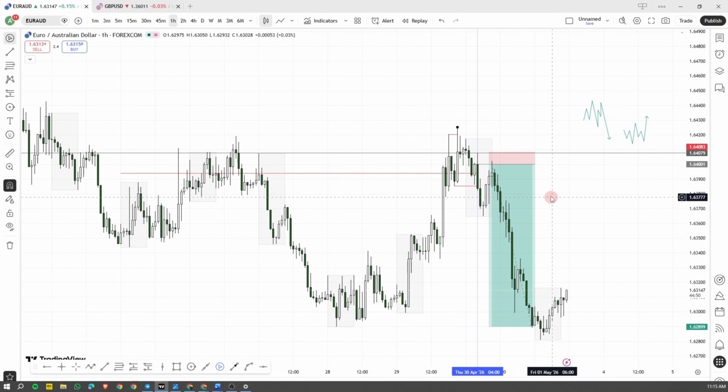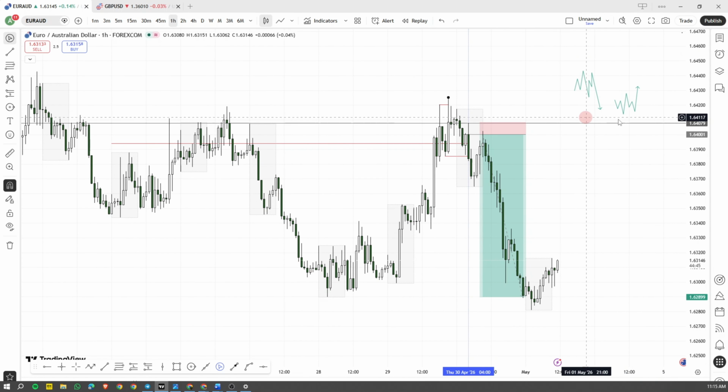We also have other entry models, but for this case it was just simple using the entry model that I've explained right here.